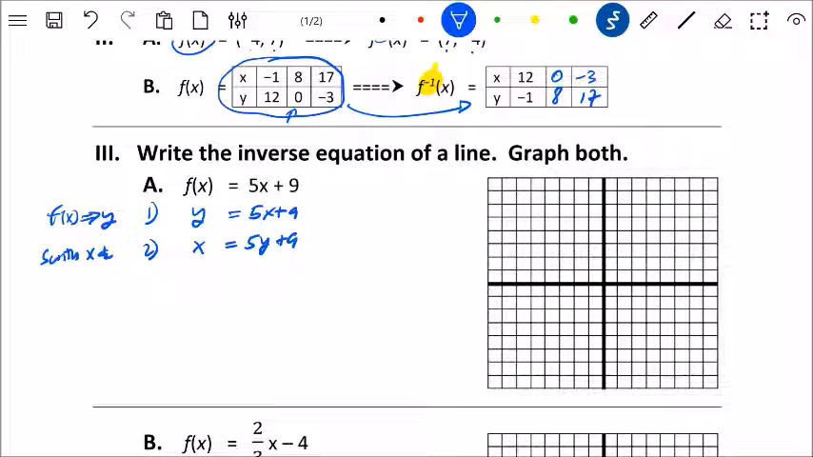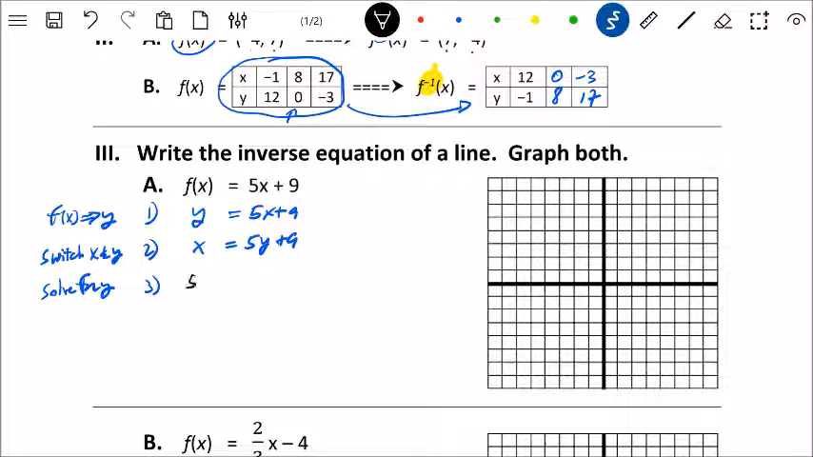The second thing to do is you switch the x and the y. Switch x and y. Okay. And then third, solve for y, the new y.